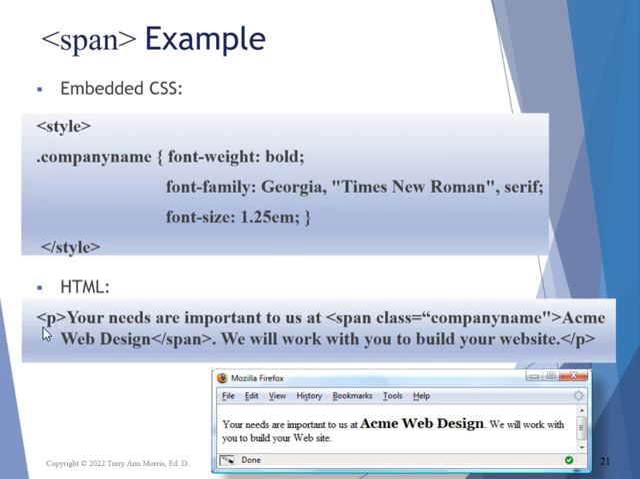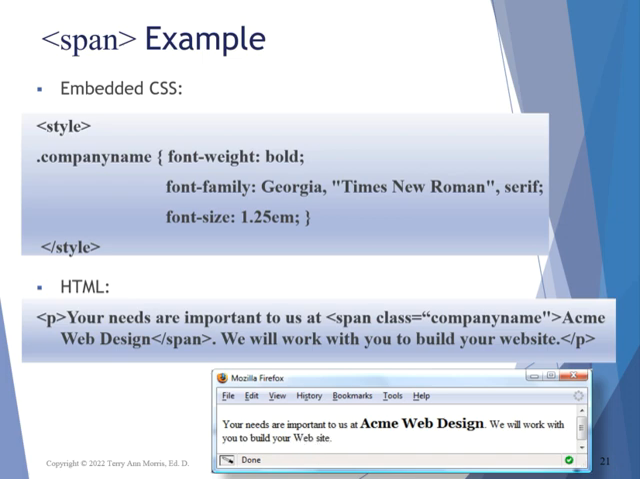So within the body, we create a paragraph containing the text. And within the text, we now utilize this selector called company name. So within the text, we brought in span class equals company name, which is a selector. So we open it at this point, we declared it, and we had the text ACME web design, and we close the span, which means the class selector is only going to be applied to the ACME web design, while the other texts remain the same.